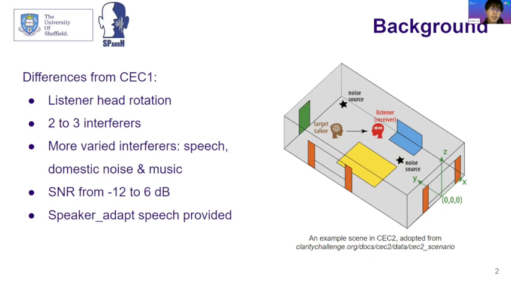There are also some key points that differ in CAC2 from CAC1. The first is that the listener head rotation is simulated, which makes the scene a little bit more dynamic than CAC1. There are 2 to 3 interferers for each scene, and there are more varied interferers. Apart from speech and domestic noise, music interferers are also included in some CAC2 scenes. Also, the SNR range is now from -12 to 6 dB, which makes CAC2 much more challenging than CAC1, I guess.